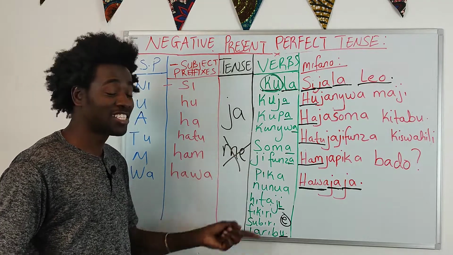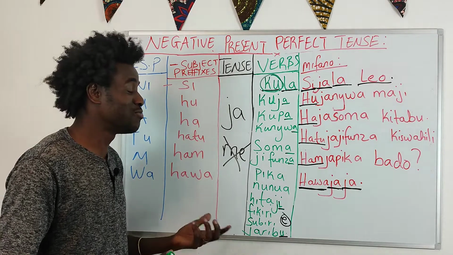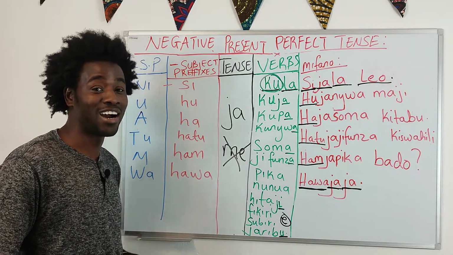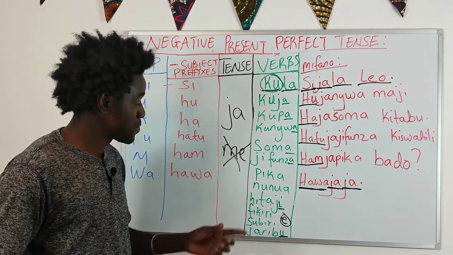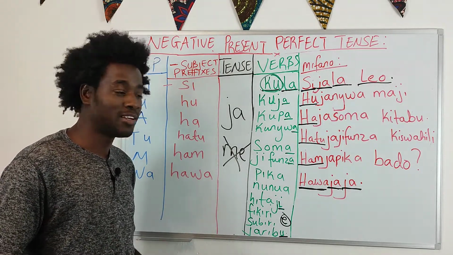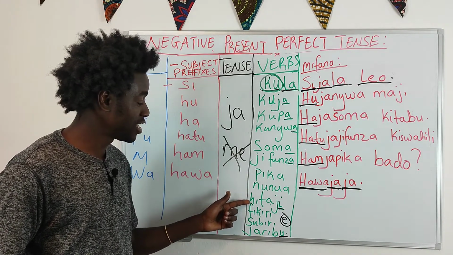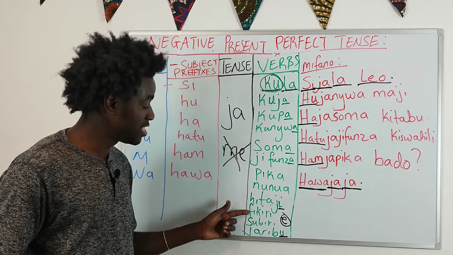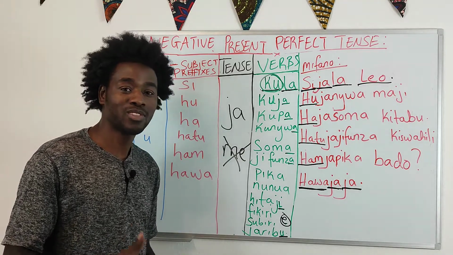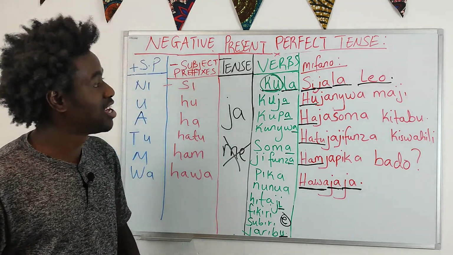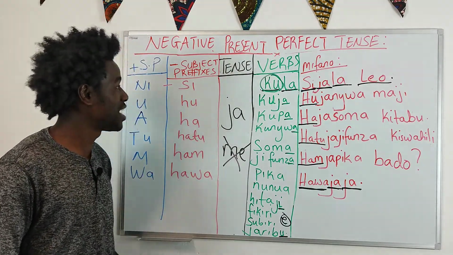And the rest are non-monosyllabic verbs. This means that they don't need the infinitive of Swahili verbs to be understandable. For example, soma means read. Jifunza means learn. Pika, cook. Nunua, buy. Hitaji, need. Fikiri, think. Subiri, wait. And jaribu, try. And of course, these are the examples that we are going to have a look at a bit later.